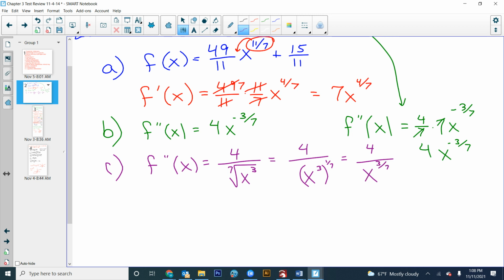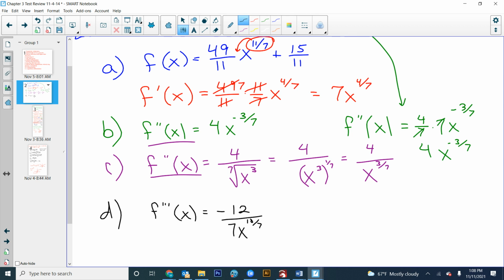And I'm comparing second derivative to second derivative. Is that the same as that? Yeah. They've all matched up so far. All right, D. Triple prime? What was that one? It's negative 12 divided by 7x to the 10 over 7.